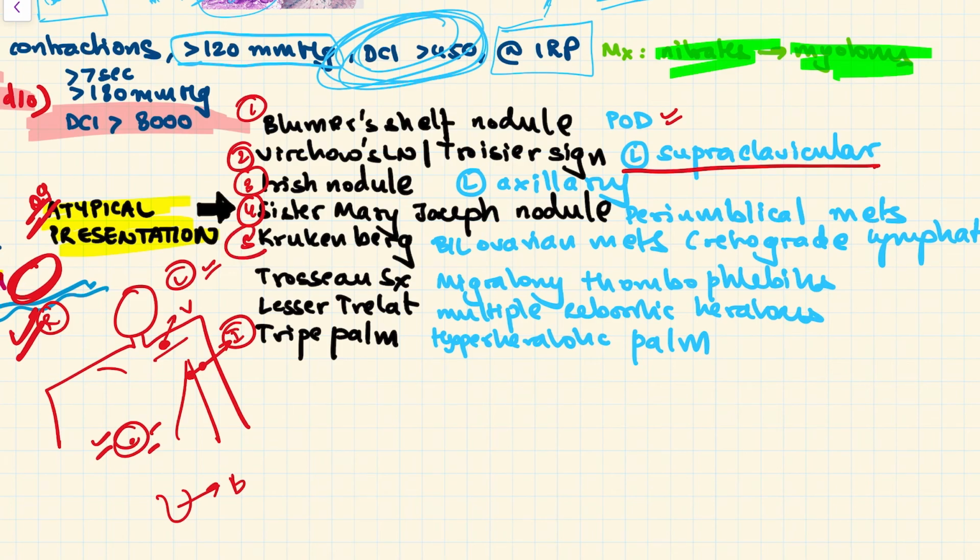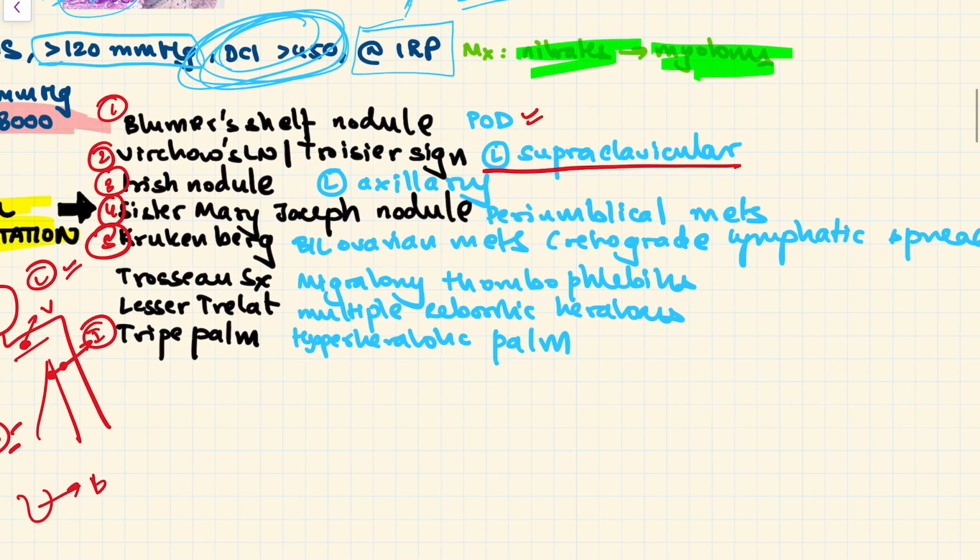Then Krukenberg tumor, it is the metastasis to bilateral ovaries, and if you need to choose one best answer, then retrograde lymphatic spread more than transcoelomic spread is the route of metastasis. Then some signs, right? Trousseau sign, it is migratory thrombophlebitis, and it is also seen with other adenocarcinomas, right? These are basically signs of adenocarcinoma.